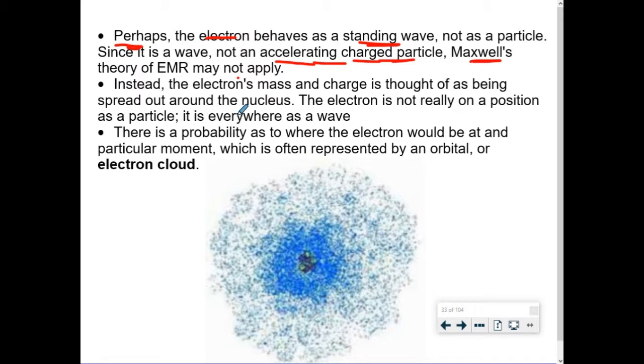But wait, if it's not actually an electron as matter, what if it's a wave? Then if it's a standing wave, then it's no longer an accelerated charged particle. And now we're back to that whole weirdness of, well, which one is it? Is it an electron or is it a wave? Is it matter or is it a particle? And if the answer is both, depending on what it needs to be, boy, that is a strange concept.